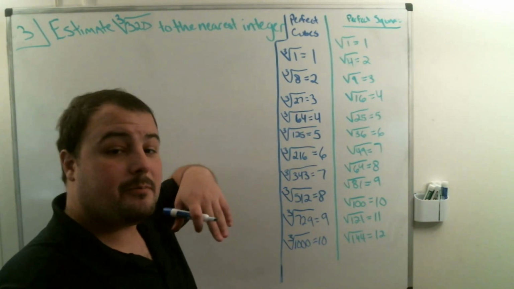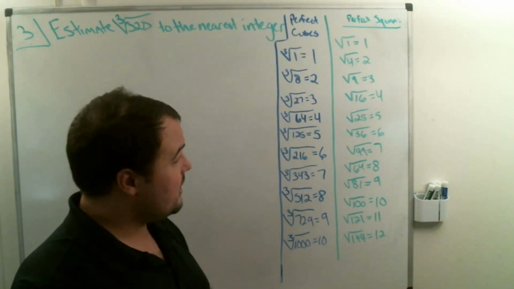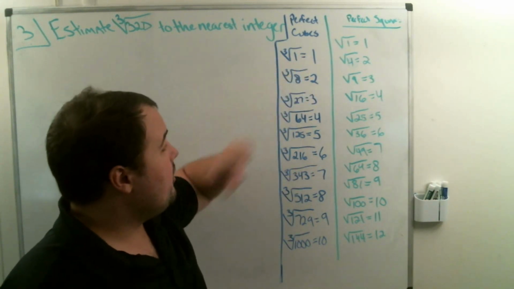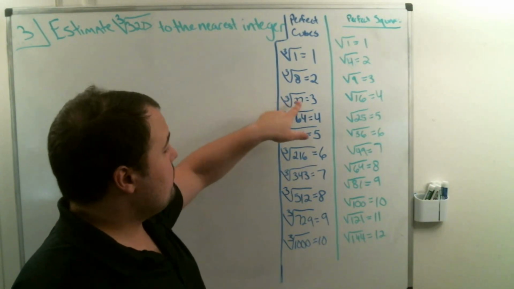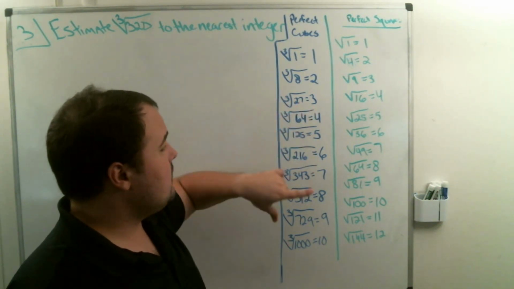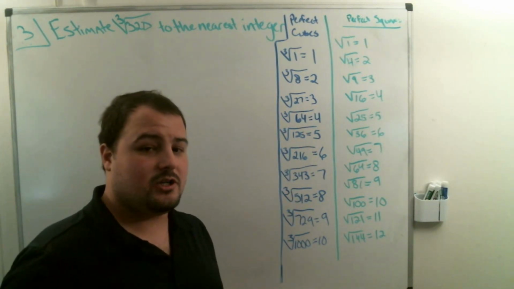So this means some number to the third power is going to equal the number that's inside the radical sign. So the third root of 1 is 1. The third root of 8 is 2. The third root of 27 is 3. Third root of 64. So this is all the way down to 10. So make sure you have those.